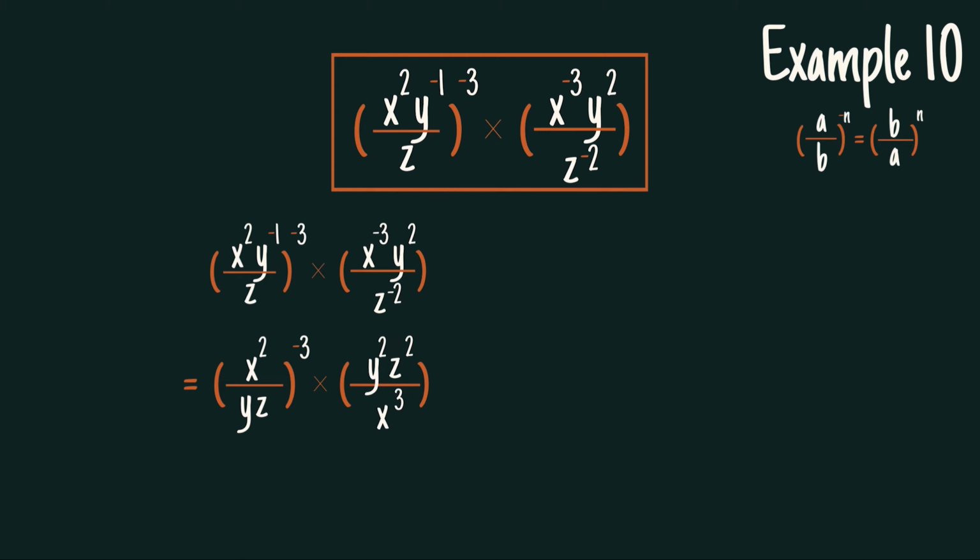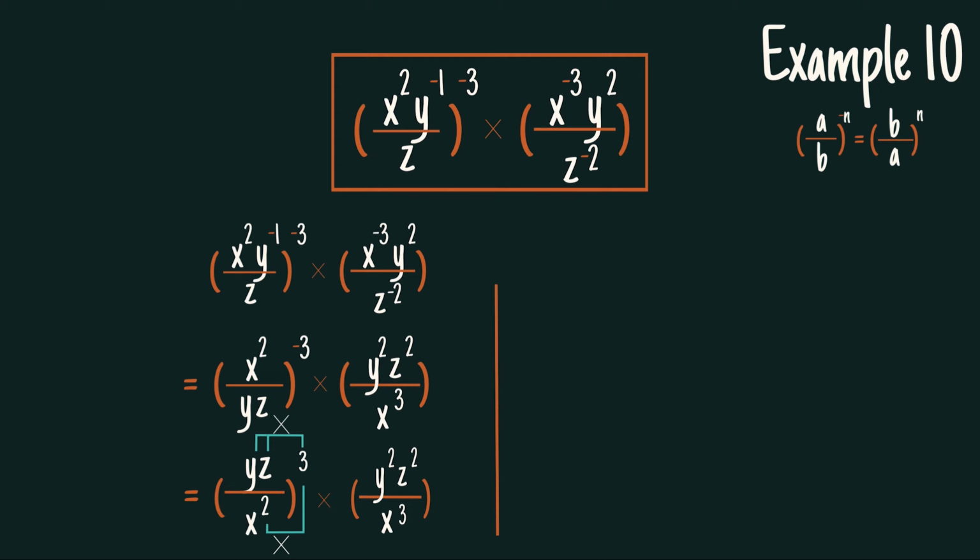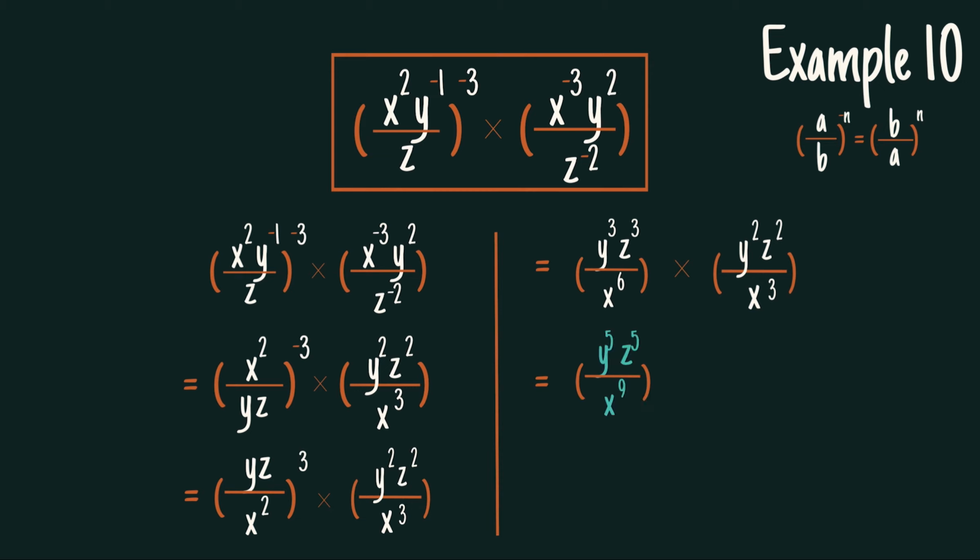Next is a step-by-step evaluation of how you can get to the answer. And the answer is y to the power of 5, z to the power of 5 over x to the power of 9.